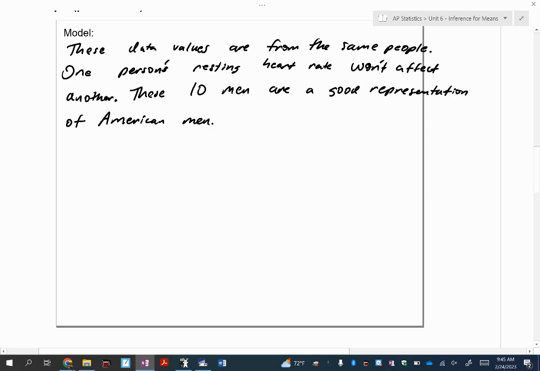I have no idea. All right, so let's multiply it by 10. Are there more than 100 American men? I at least think so, right?